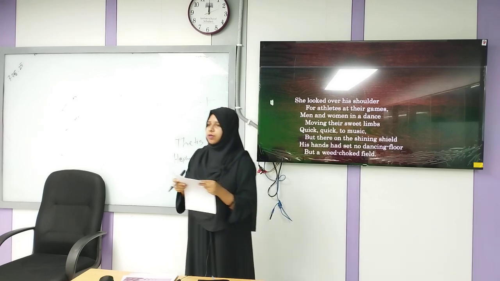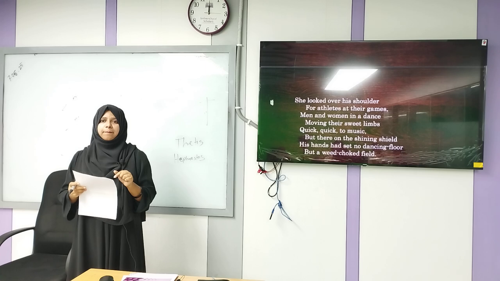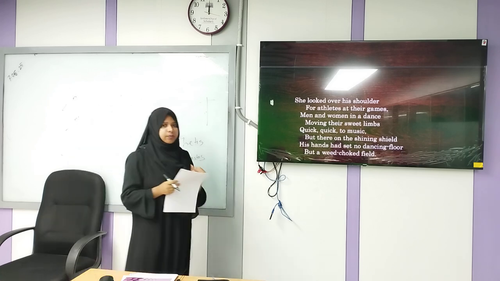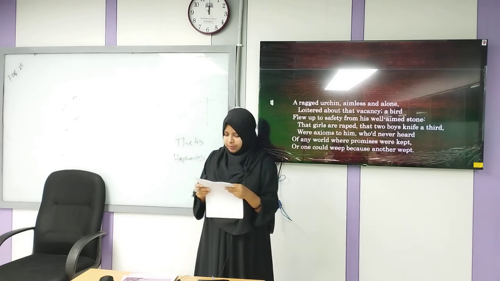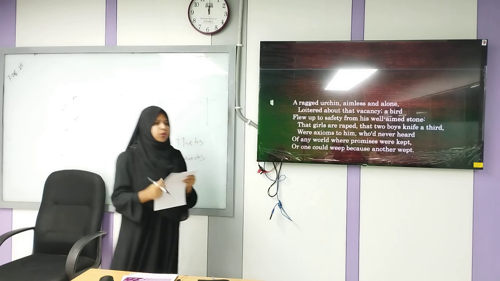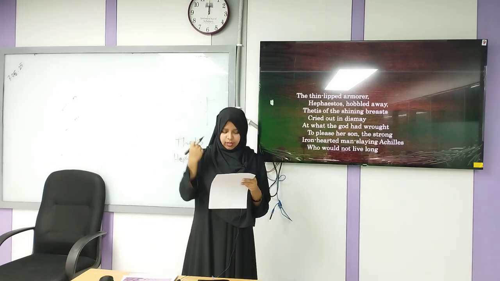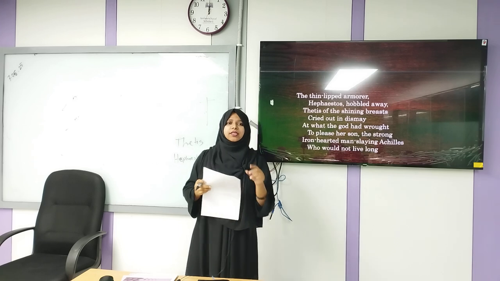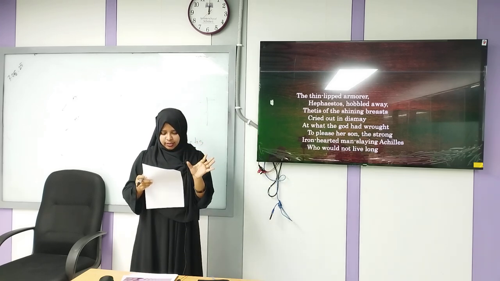The thin-lipped armorer. Who is the armorer here? What's the meaning of armorer? The person who made the armor, Hephaestus maybe? Okay, so the thin-lipped armorer, Hephaestus, hopped away. He was lame, he had some problem with his leg. So Thetis is surprised after seeing that shield in that situation.